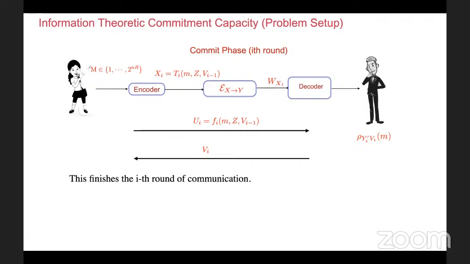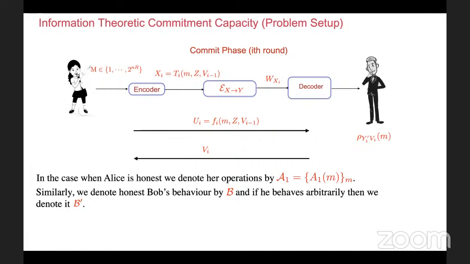But there is one property which we want in our commit phase. Another thing is that in our talk, we will assume that when Alice is honest, we denote her operations by some collection of operations, which we represent as A1M, where A1M represents Alice's operation for the message M. Similarly, because Bob applies some POVM, that is represented by B here, and if he behaves in an arbitrary fashion, then we denote it by B prime.